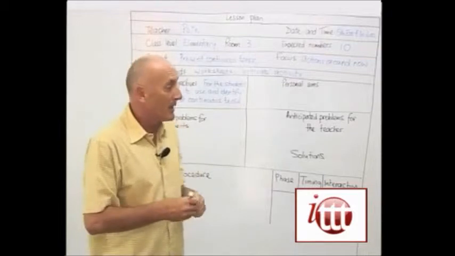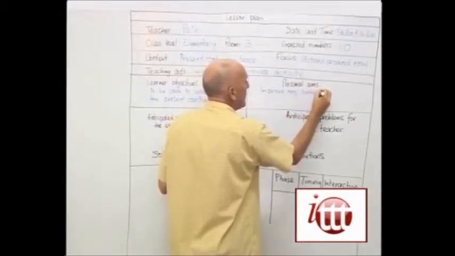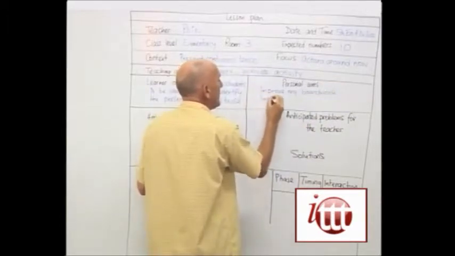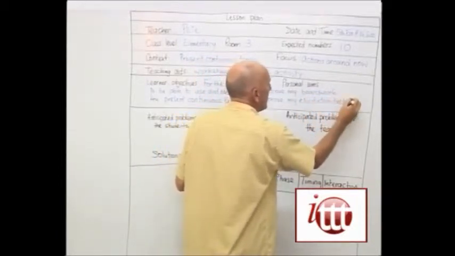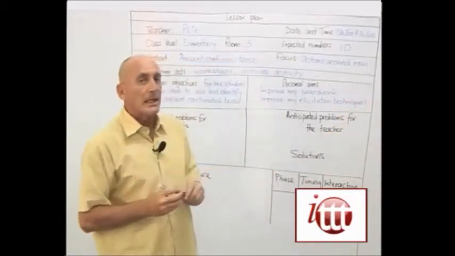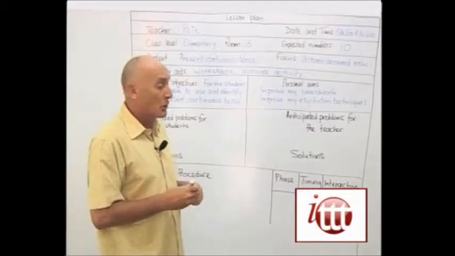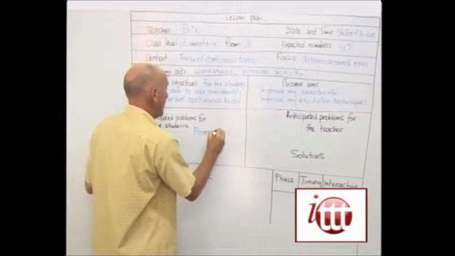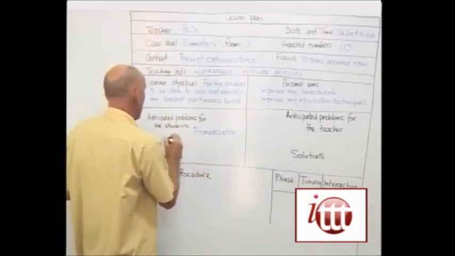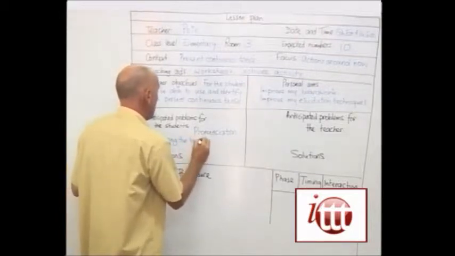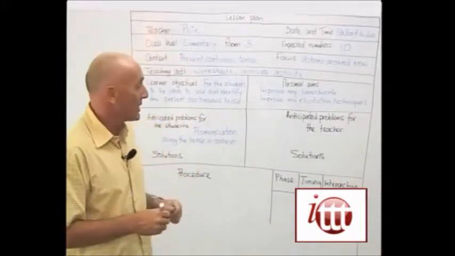The personal aims for my particular lesson are that I'm going to improve upon a couple of things, which are both my board work and my elicitation techniques from the students. A couple of anticipated problems for the students. Pronunciation, first of all, and secondly, using the present continuous tense in a real context.